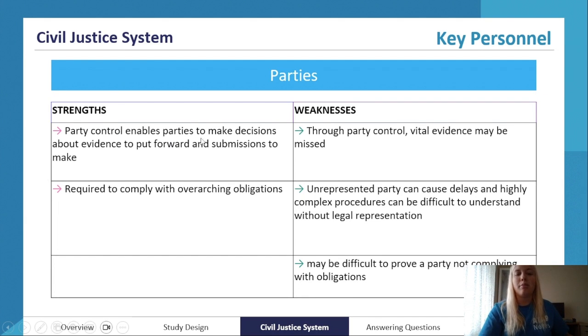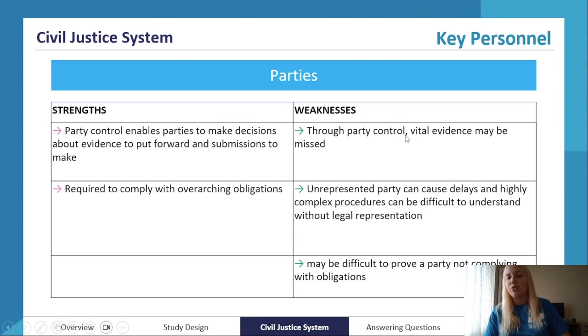So strengths: party control allows parties to make decisions about evidence to put forward and submissions to make. This is the most fair. They will feel like they had control over their case the whole time, and the outcome that they got was deserved. They did everything that they could. They used their party control to make those conscious decisions. Again, that they're all required to comply with overarching obligations. So both the plaintiff and defendant cannot deceive the court, must act honestly. All of those things that ensure that a fair trial is in place.